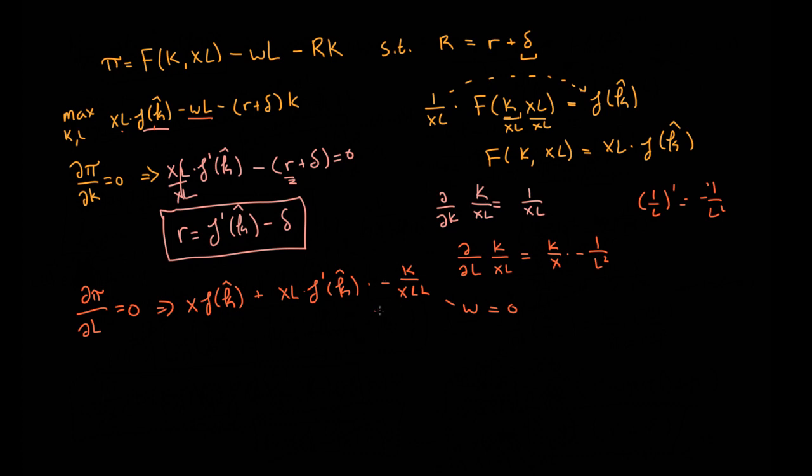So we've got to clean this up. We have three terms. We can move the w to this side, and we have an x here and an x here, so we can factor out an x. The L cancels, and what's left is just k hat. So we end up with x times f of k hat minus k hat f prime of k hat equals w. We almost have what we were given in the question, but we don't have this x in the question.